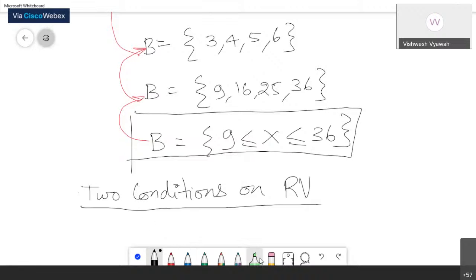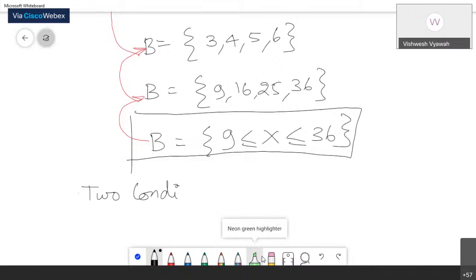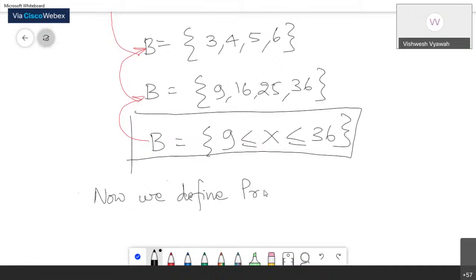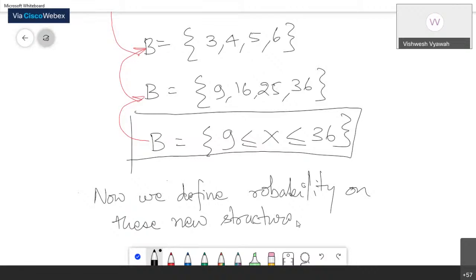Before I tell you these conditions, I have to tell you one important thing. Now we define probability on these new structure of events.